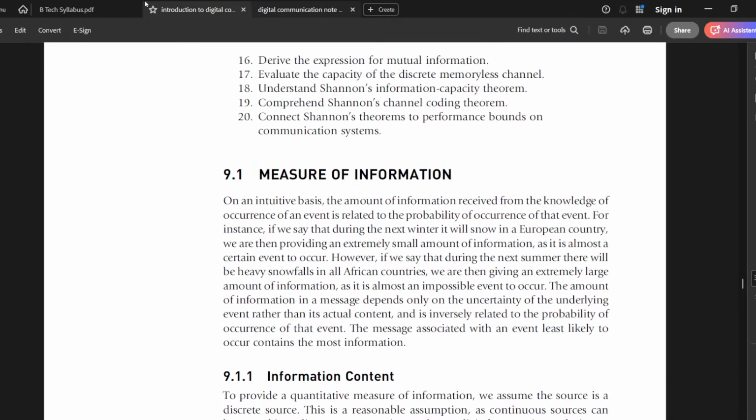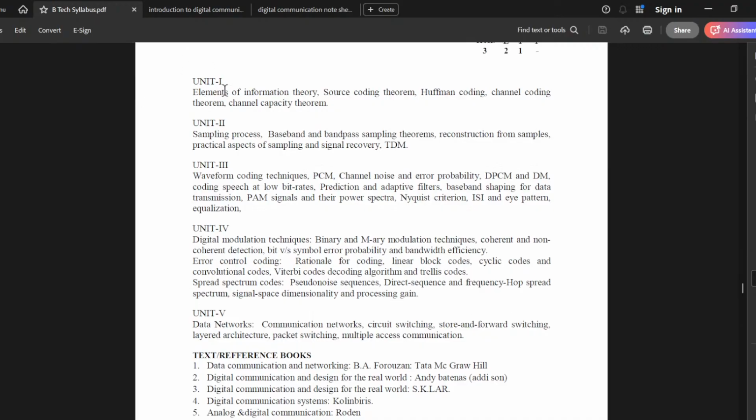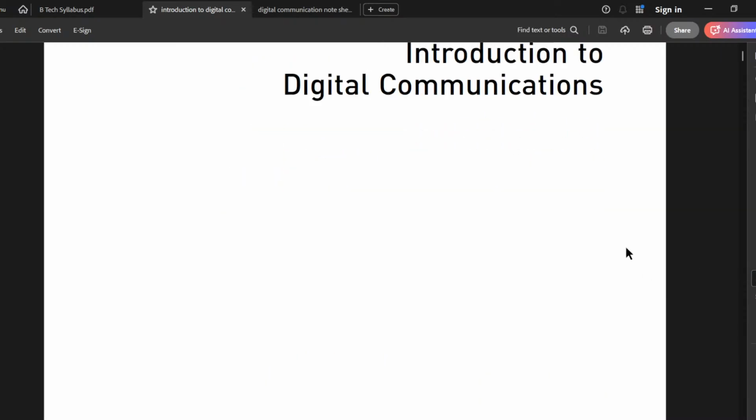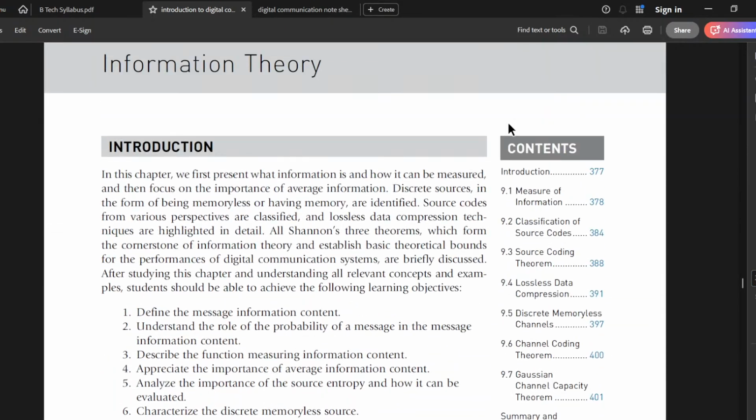Okay, so let me show you the syllabus. So we are going to study with the map of this syllabus. Here we have information theory, some theorems, then sampling process, sampling theorem, and then waveform coding techniques, then digital modulation techniques, and then data networks. So we are going to use this book, Introduction to Digital Communication by Ali Grami. Okay. So we are going to start with information theory.